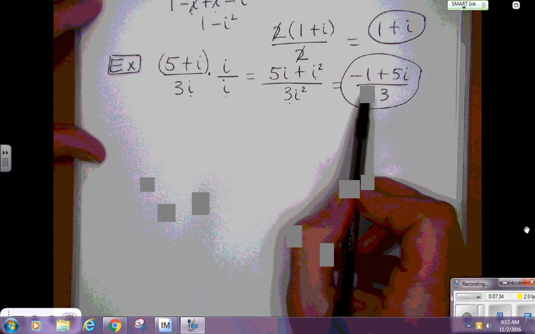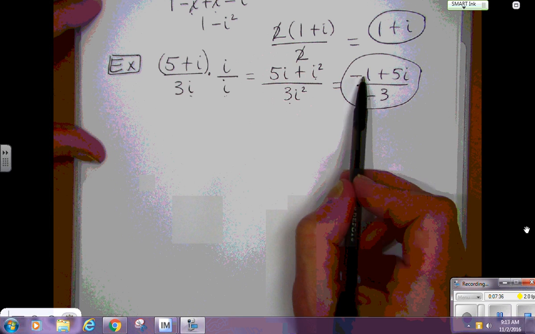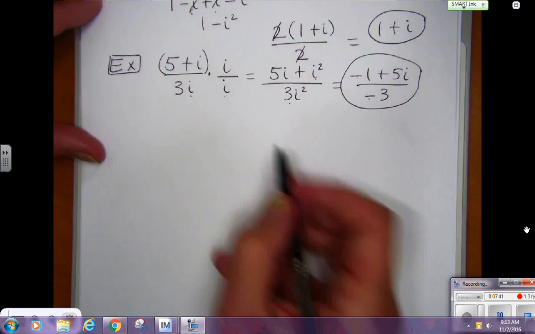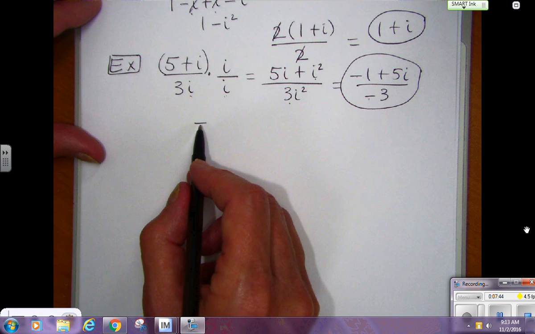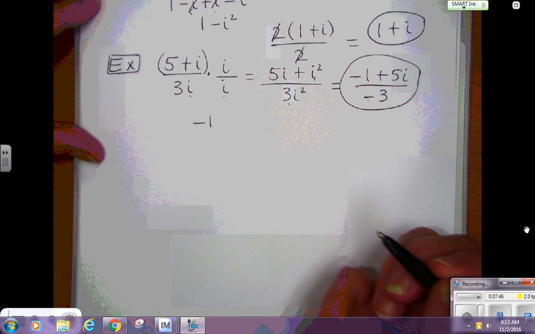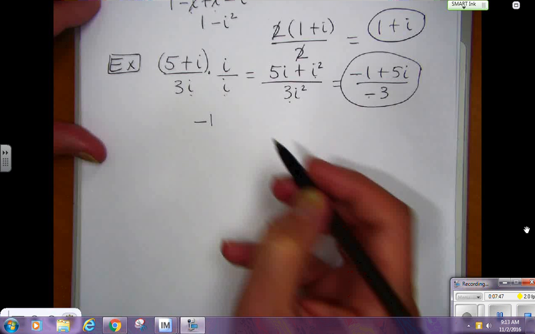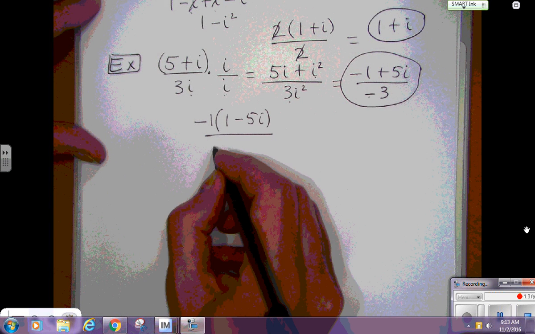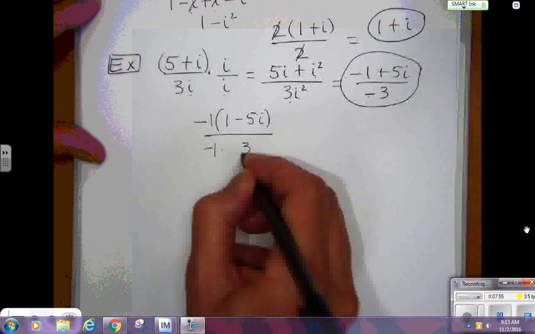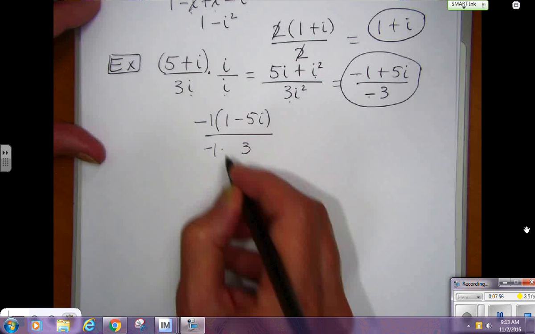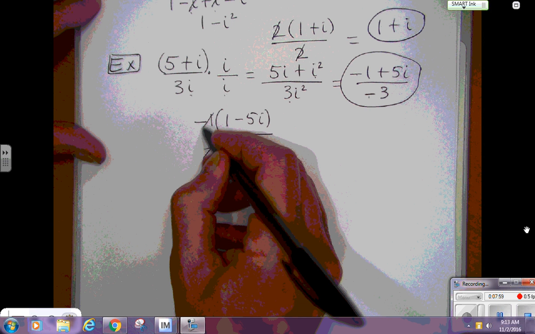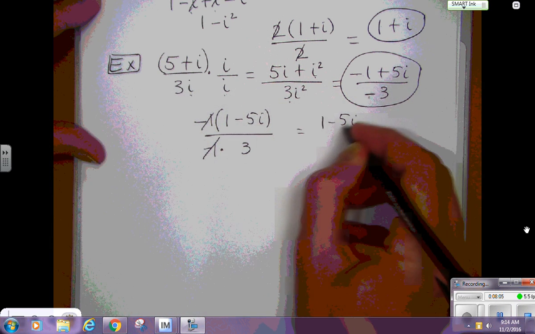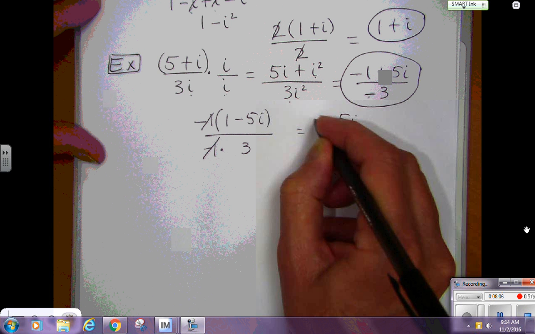Since you have these two negatives, I can factor a negative out all the way across this binomial in the numerator. So it would look like this. If you factor a negative out, I'll just make it a negative 1. Okay? You'll have a positive 1 minus 5i in the numerator. Factor a negative 1 out of the 3. So you can reduce those negative ones, and you're left with 1 minus 5i over 3. And so you could write it like that too.